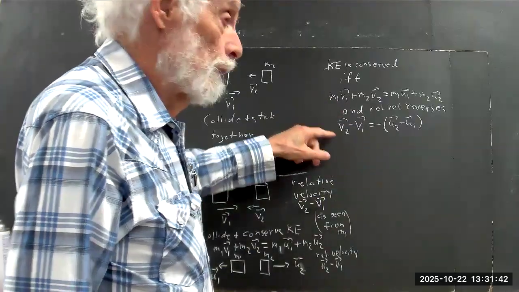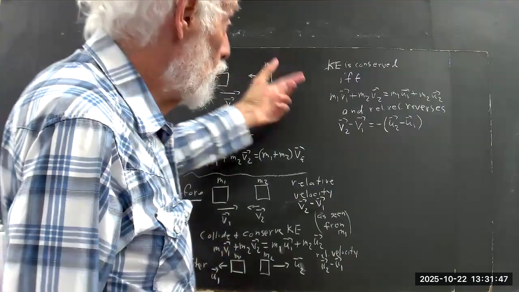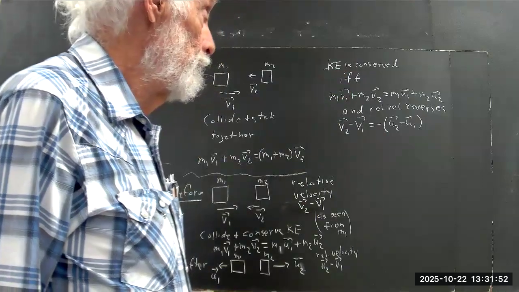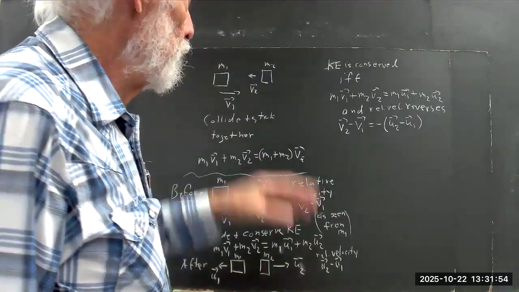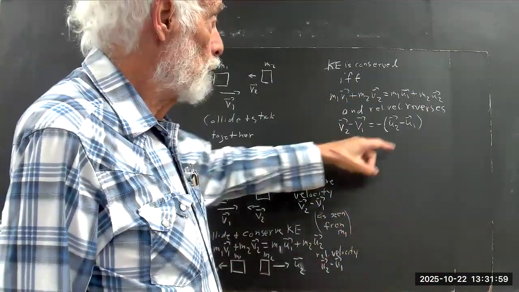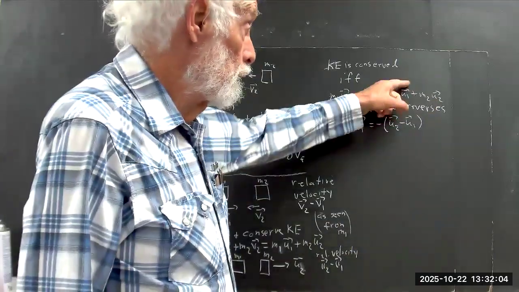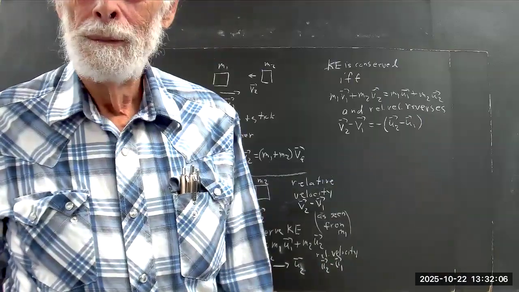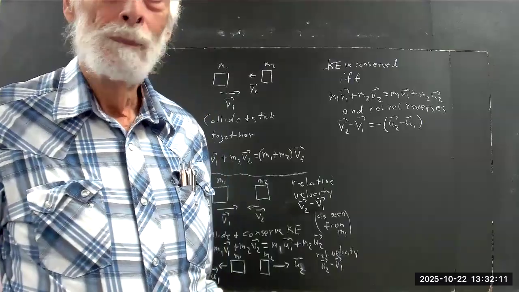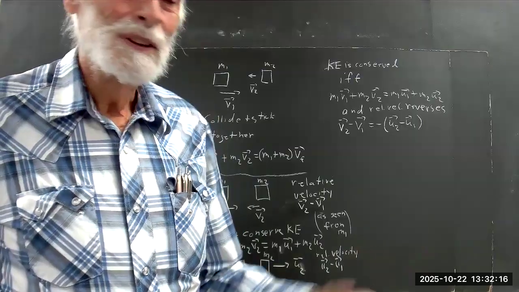This gives you two simultaneous equations you can solve. If you know M1 and V1 and M2 and V2, and you know that the collision is elastic, then the only thing you don't know is U1 and U2. And you've got two equations here with two unknowns. So it's easy to solve, assuming you can solve two equations with two unknowns. Most have been through linear algebra, but not everybody.